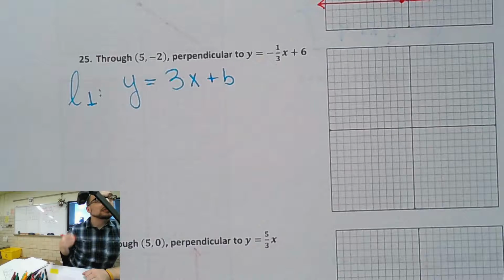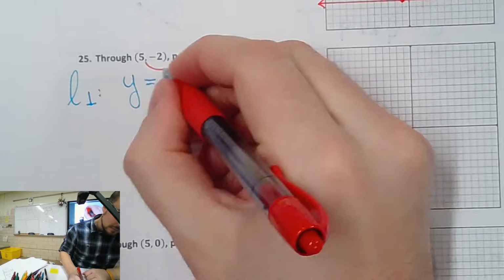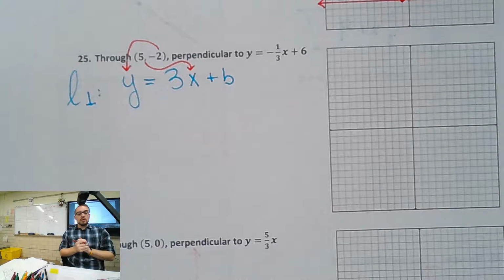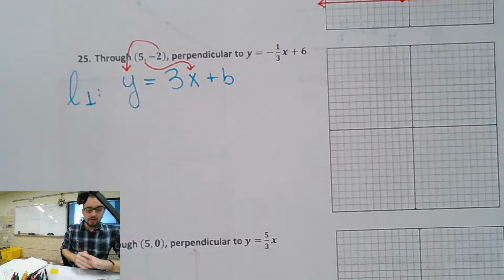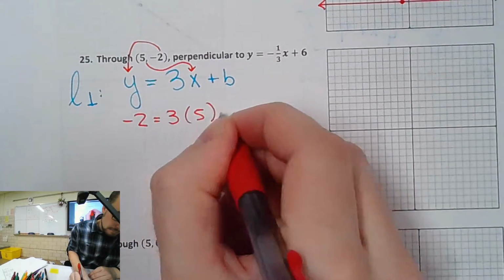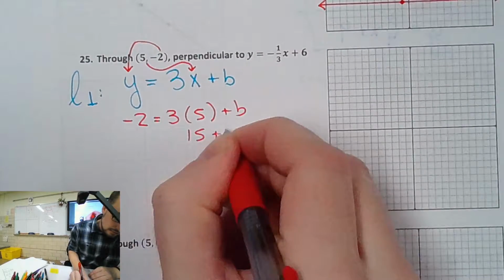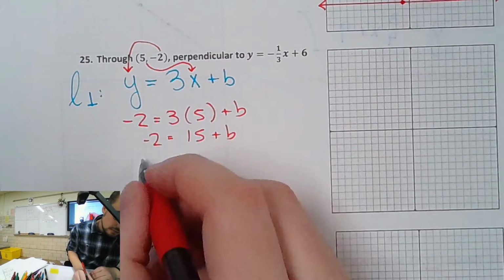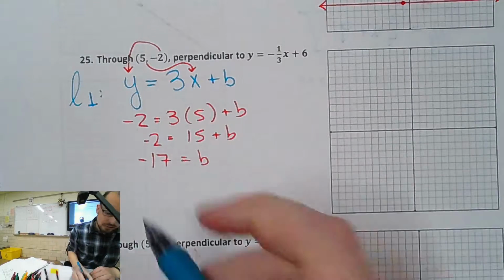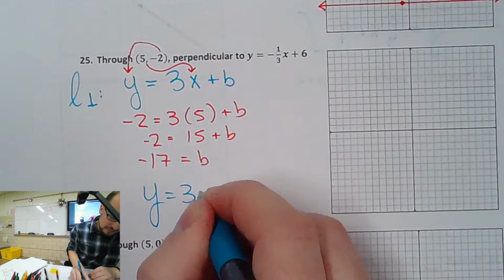And to figure out the y-intercept, we plug in our point. What does b have to be? That way when we plug in 5 for x, we get -2 for y, right? That's what we're asking. As it turns out, b has to be -17. So our equation is going to be y equals 3x minus 17.